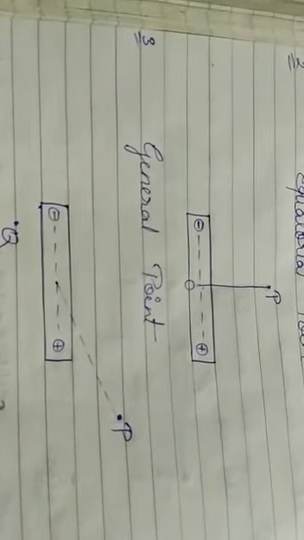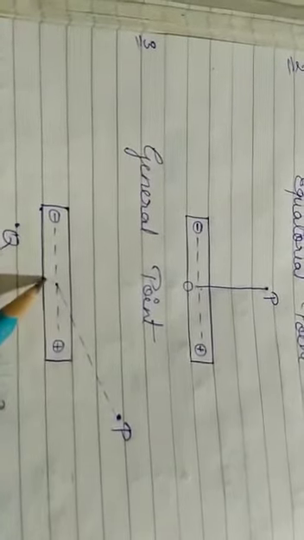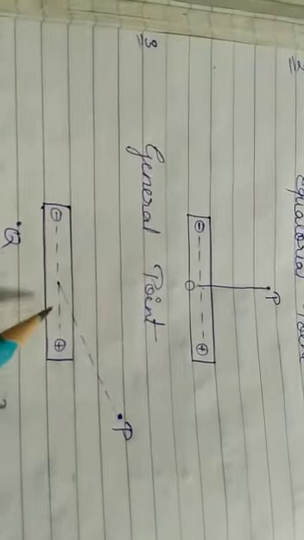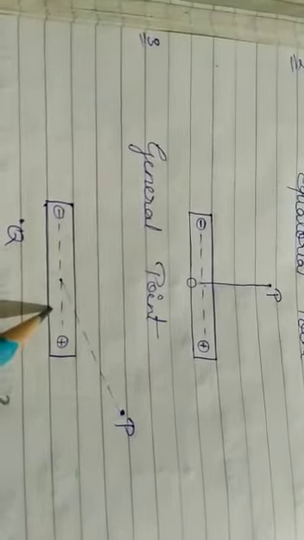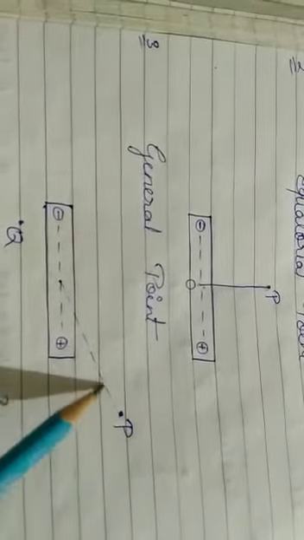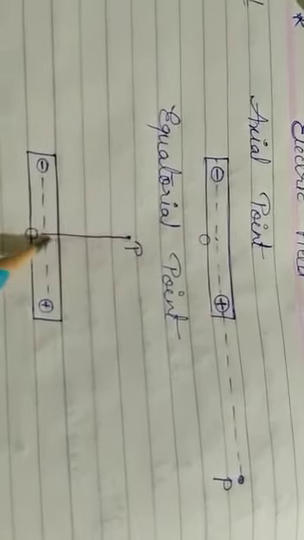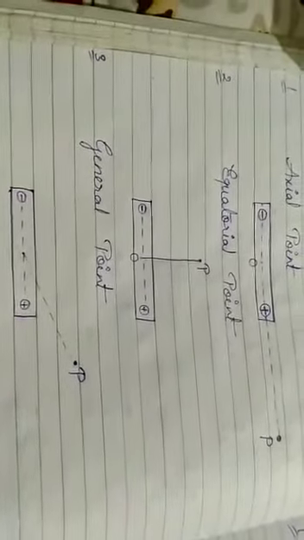And one more thing, students: the distance of this point we have taken from the center point O. Whenever we calculate the electric field due to an electric dipole, the distance between the dipole and the point we will always take from the center of the dipole. Here also you can see O, and here also this is the center, from where we take the distance. So these three positions are clear to you all.